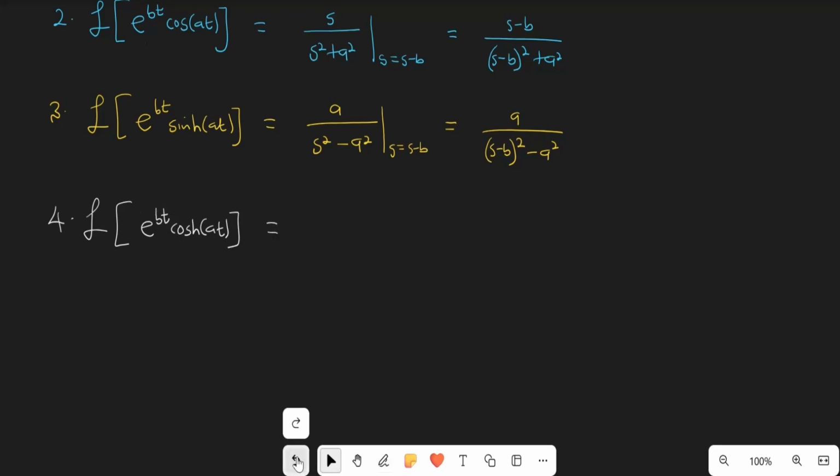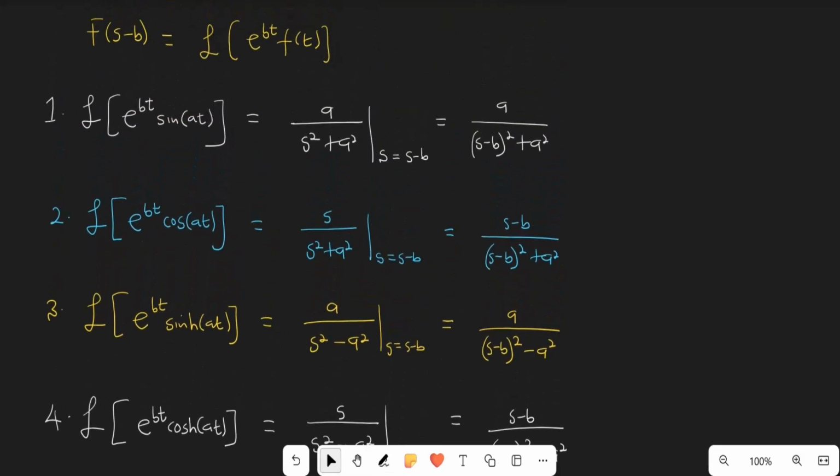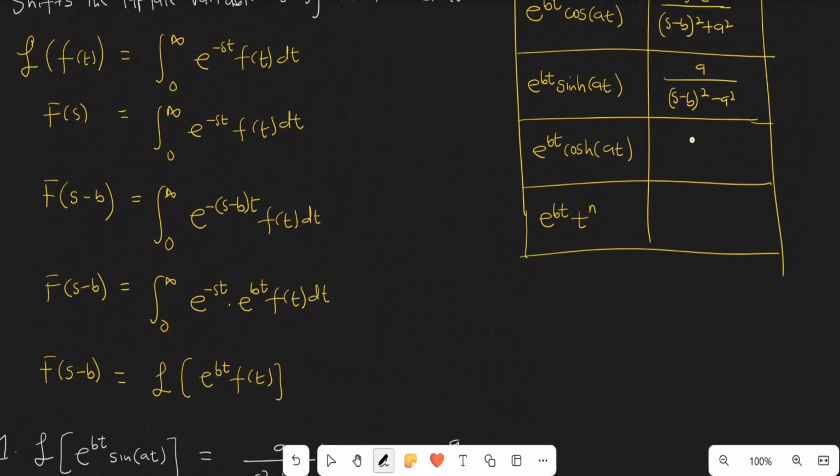Pretend as if this one doesn't exist. That's the drill. And now we are going to have the Laplace transform of the cosine hyperbolic of at, which is s divided by s squared minus a squared. This is what we have, but we are going to substitute s with s minus b. That is the shifted s. So this is going to be s minus b divided by (s minus b) all squared minus a squared. And this one is the Laplace transform of e to the bt multiplied by the cosine hyperbolic of at. So s minus b, this is divided by (s minus b) all squared minus a squared.